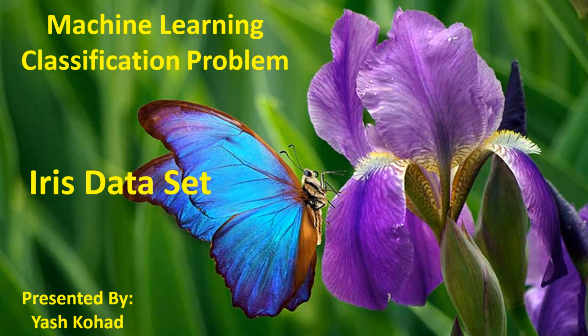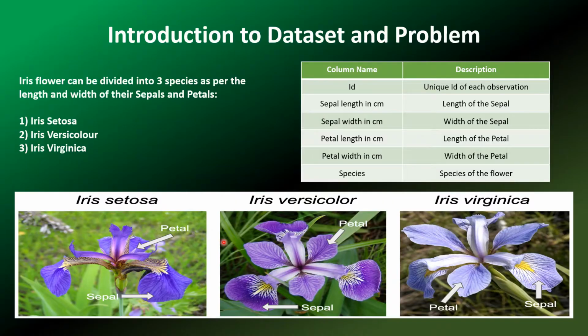So today I'm here to present my analysis on the very famous machine learning dataset called the Iris dataset, and it will be a classification problem. So let's start. First of all, let me introduce you to the dataset and the problem statement.